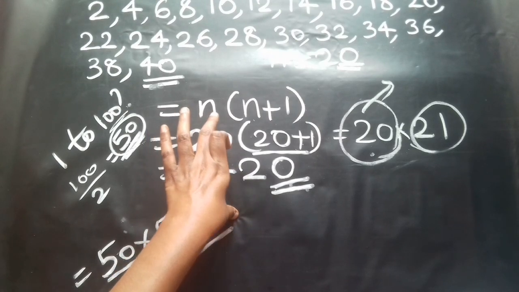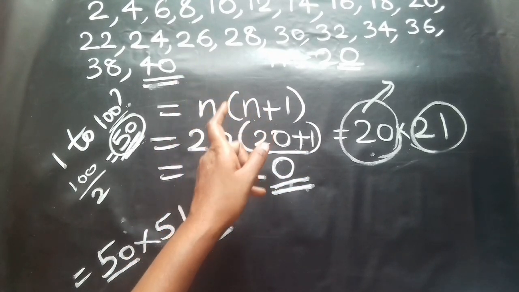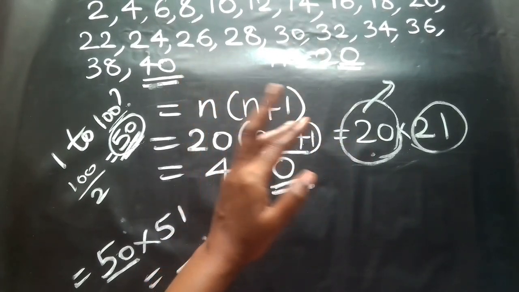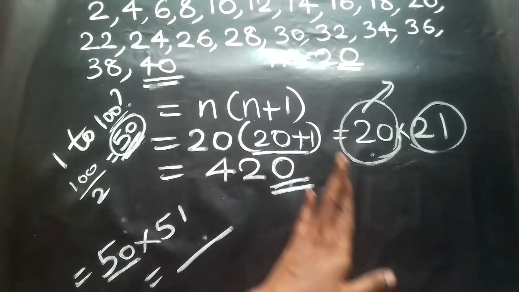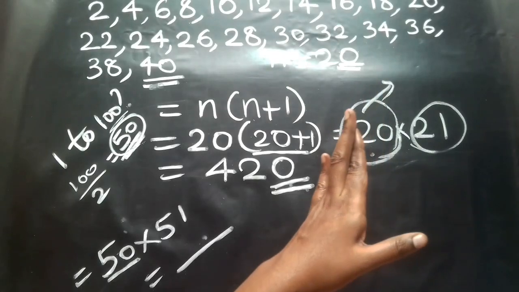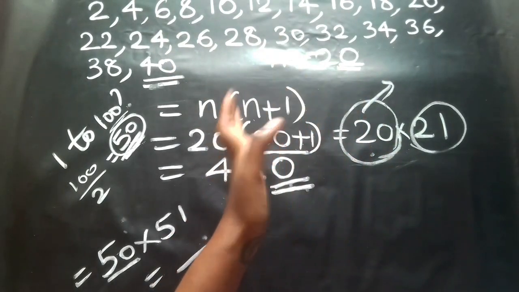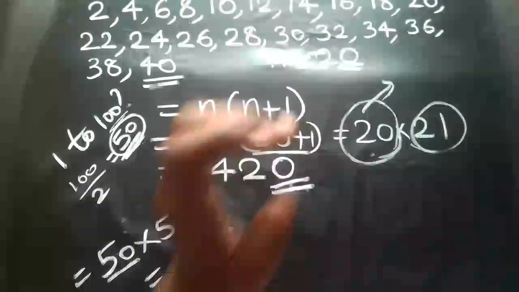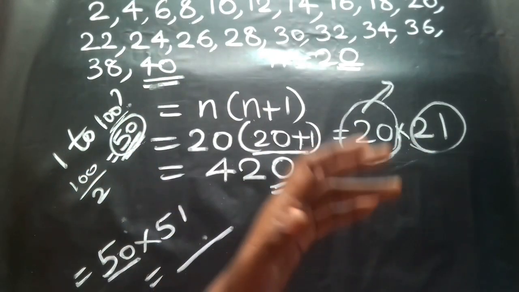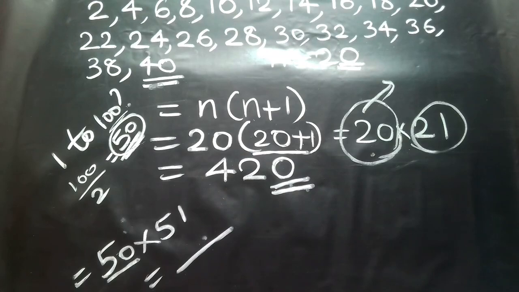What you have learned in the second method: in order to find the number of even numbers, the last even number is halved. That will be your n. In order to find the sum of even numbers, the number of even numbers, that is n, is multiplied with its next number. If it is 40, the next number will be 41. If it is 60, the next number will be 61. You have to multiply and that will be your sum of all even numbers.